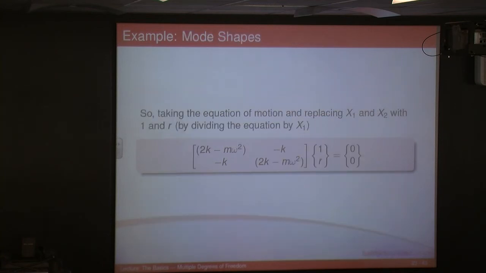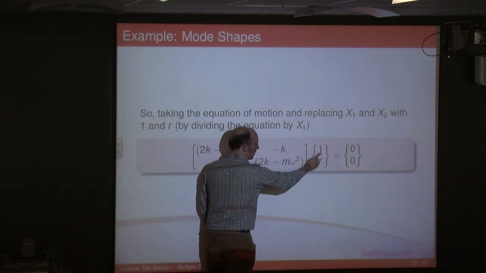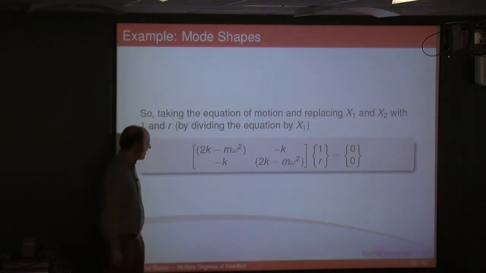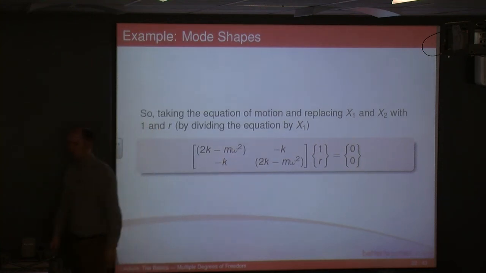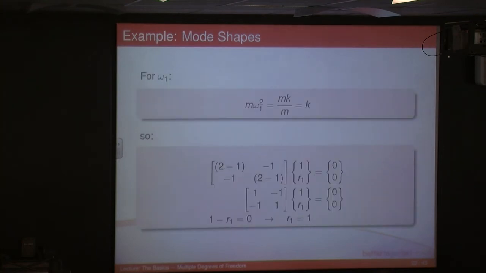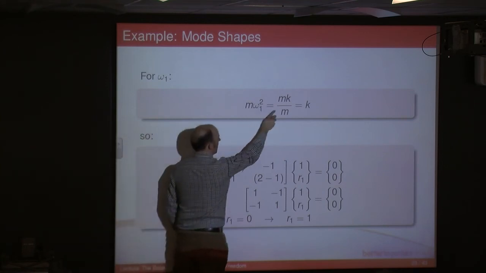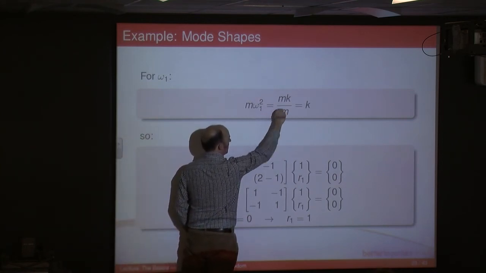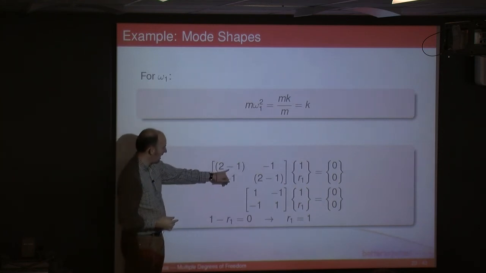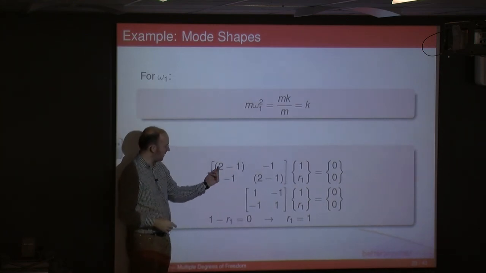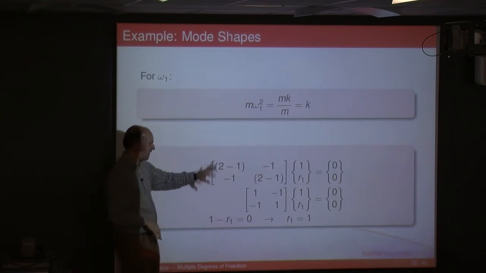So with the mode shapes, we replace x1 and x2 with 1 and r. And then you stick in omega 1 to find r1, and you stick in omega 2 to find r2. It's quite straightforward. If we went through that process, for omega 1, we had m omega 1 squared. Well, if omega 1 squared is k upon m, then you can replace that, and there you end up with k. And so we had 2k here minus a k term. Obviously, I've just divided the whole lot by k to get rid of the k's.